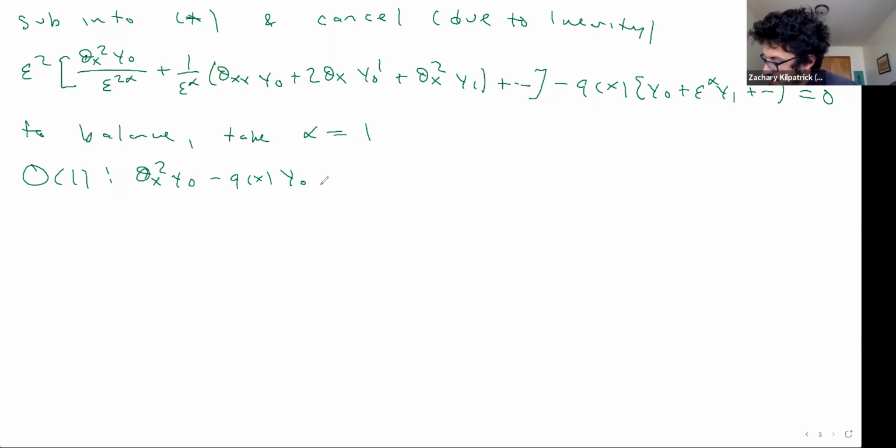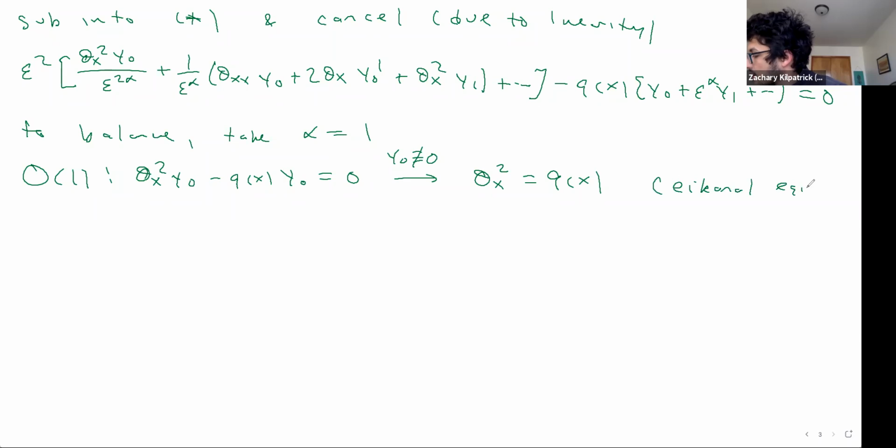Let me just do this in pieces, equals 0, right? But let's assume that y0 is not equivalently 0, okay? Otherwise, to leading order, we have a trivial solution. So if we assume that y0 is not equivalently 0, then we have that theta sub x squared is equal to q of x, okay? And this has a special name.